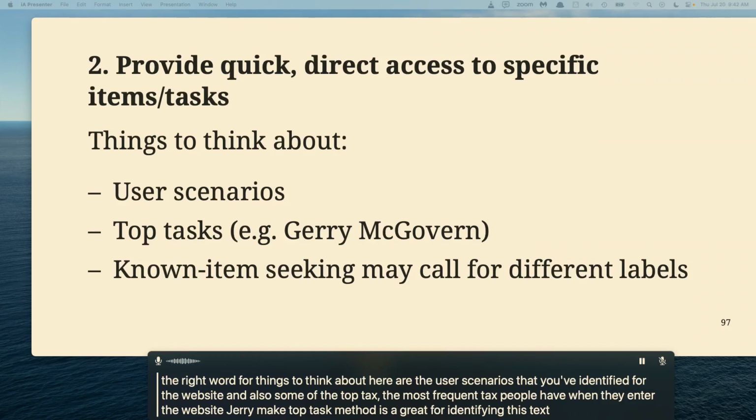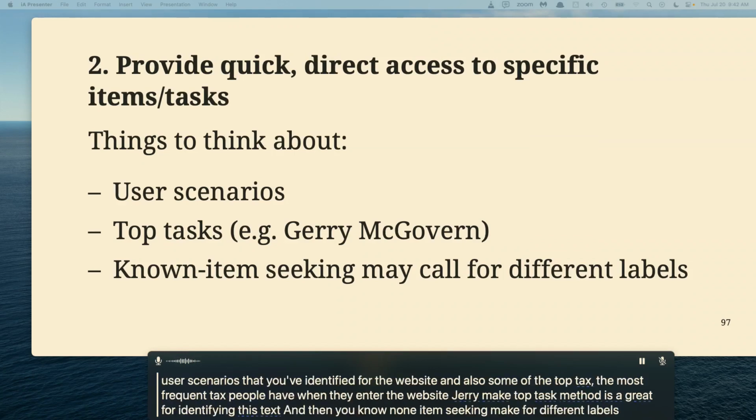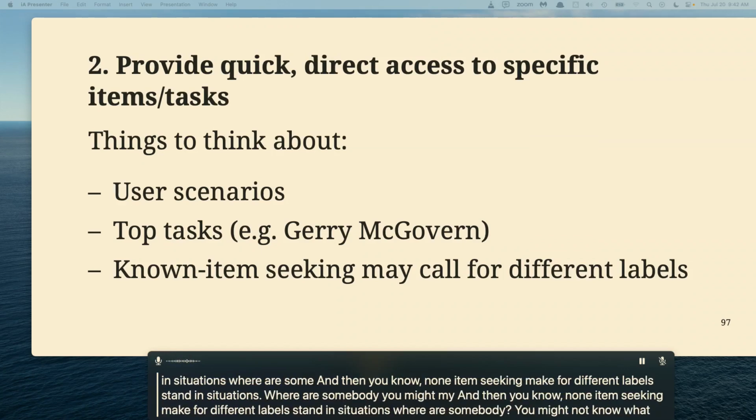And then, known item seeking may call for different labels than in situations where somebody might not know what they're looking for.